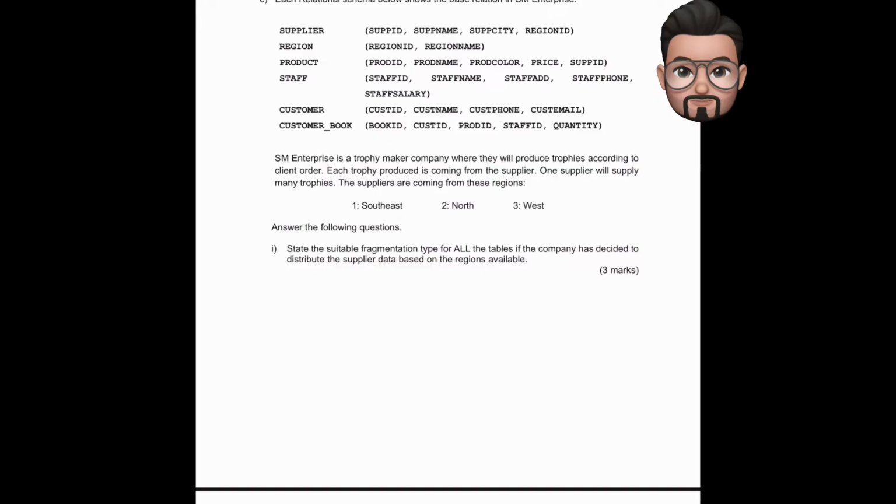Answer the following questions. So when you have a DBMS question, like I said, first thing first, please draft the ERD and determine which table is a parent and which table is the child. By right, first find the table that is a child. So if you take a look over here, maybe the customer book. Why customer book? They have customer ID, product ID which is coming from product, and they have staff ID which is coming from staff. So now we should know that customer book is the child to the customer.